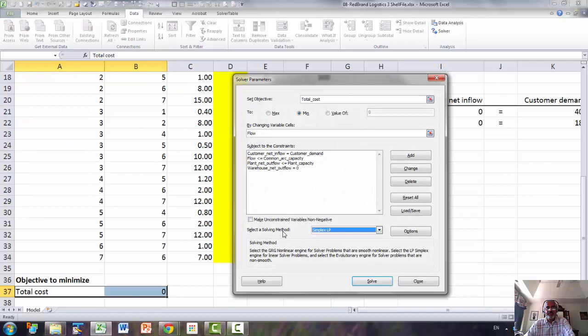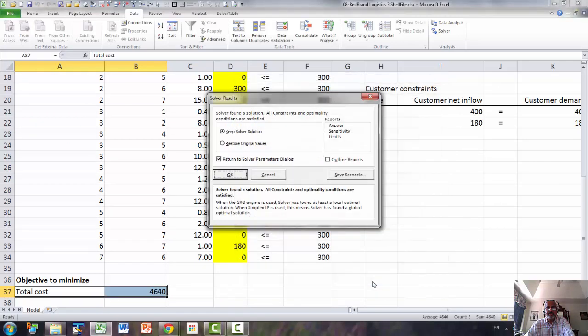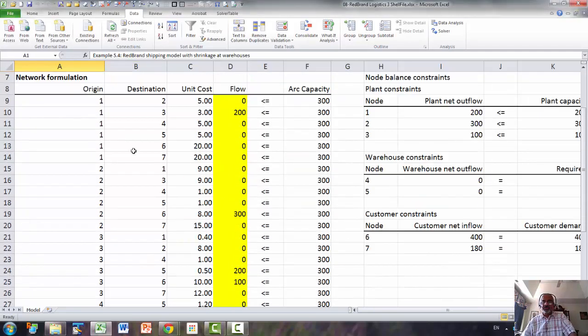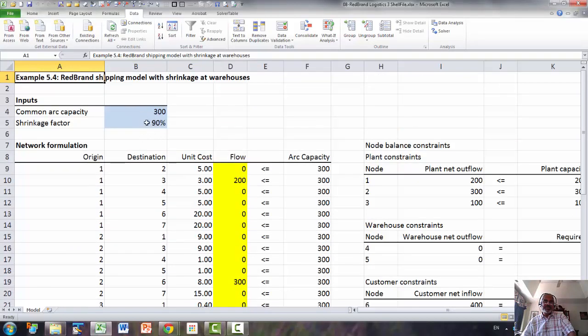Change it to simplex LP, non-negative, and solve. We have a solution. And we can run solver table by changing the shrinkage factor. Whether it's going to make any difference or not can be checked out.